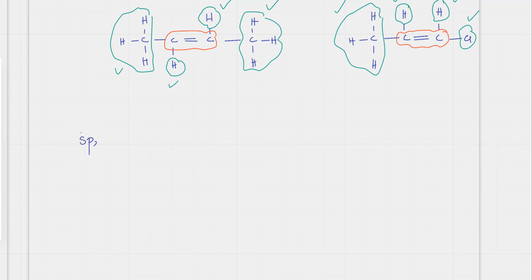Carbon is going to be sp2 hybridized, because whenever carbon is making a double bond, it's only bonded to three atoms. One over here, one over here, one on this side. So when carbon is bonded to three atoms, it is fan-shaped, and it's going to be trigonal planar. That is what the carbon atom would look like.